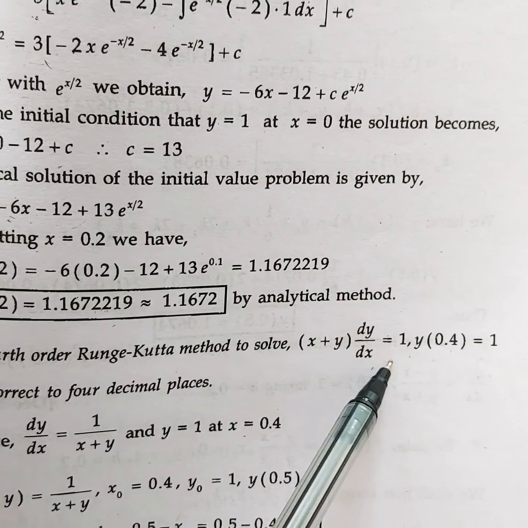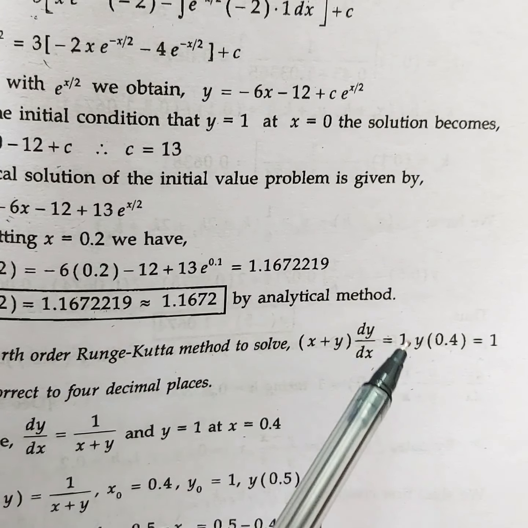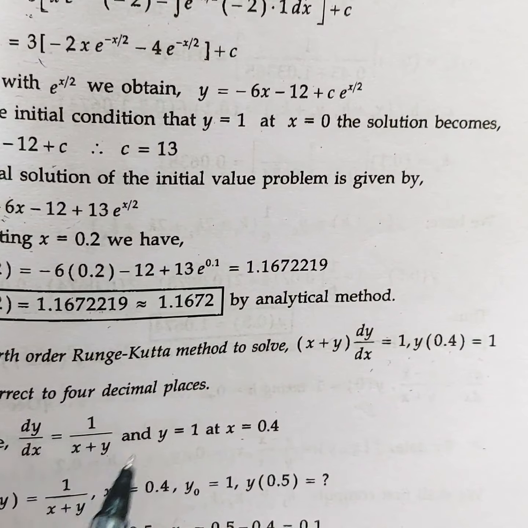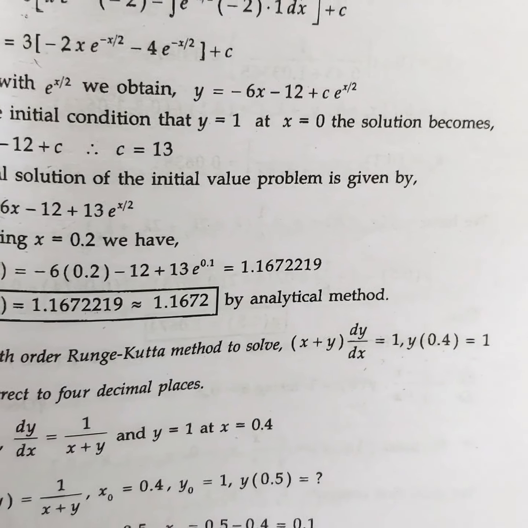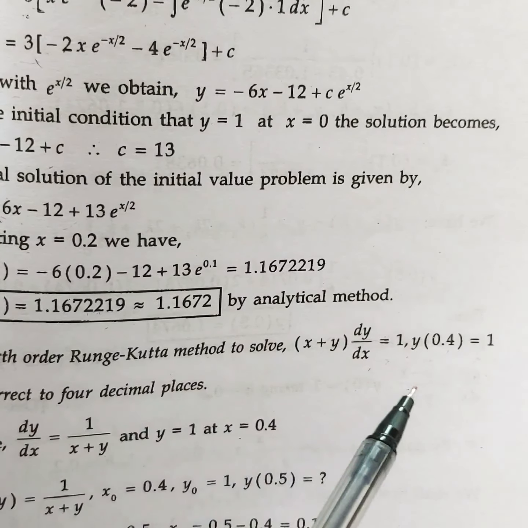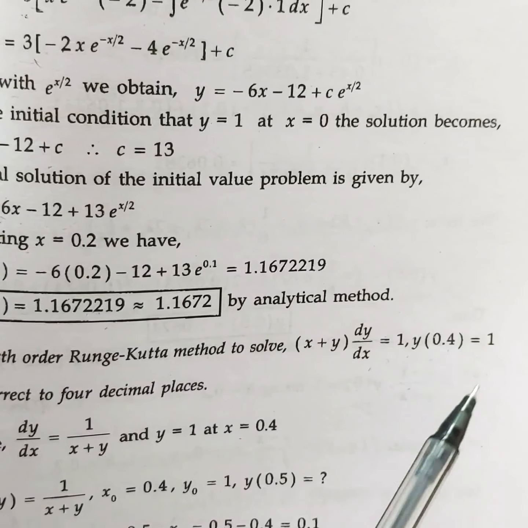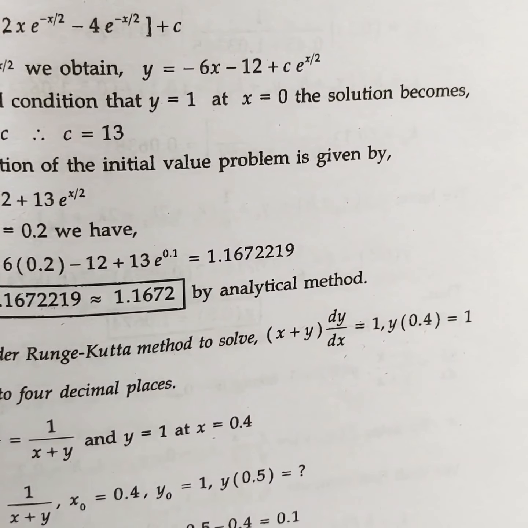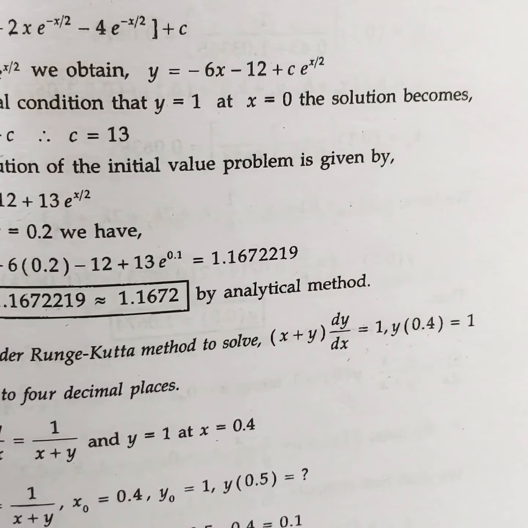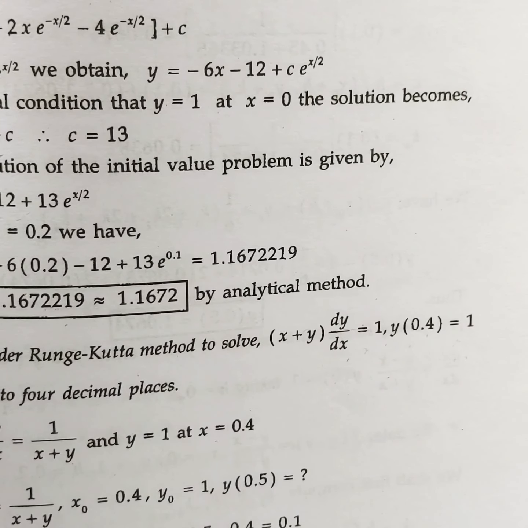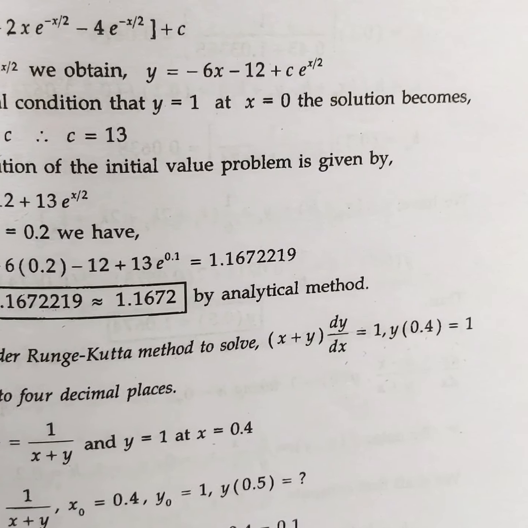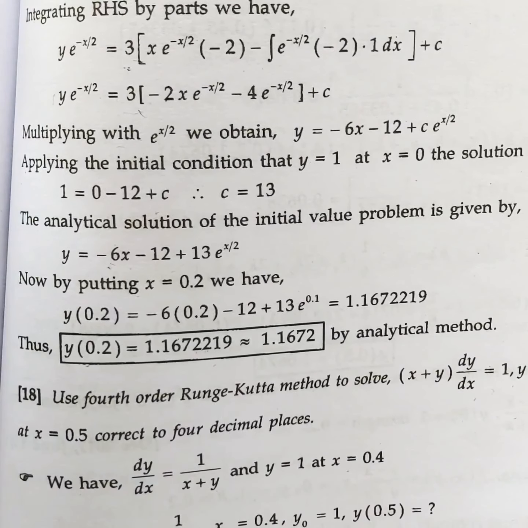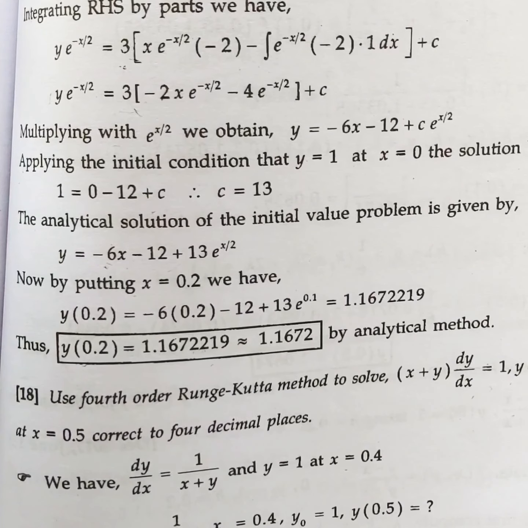So, you want dy by dx, right? Push this to the other side. So, 1 by x plus y is your dy by dx. So, it is easy for you to solve it. And y naught is this 1. X naught is 0.4. So, we have to find y at x is equal to 0.5.